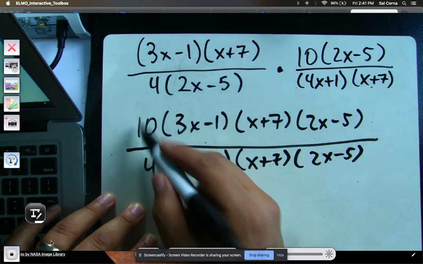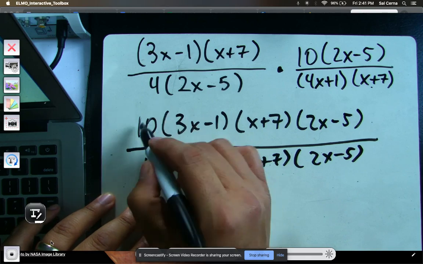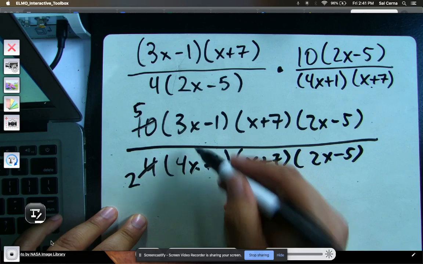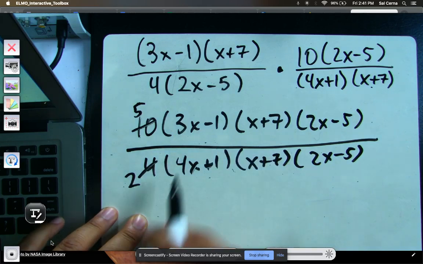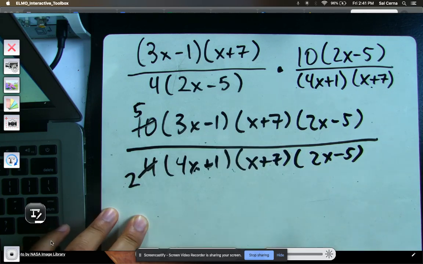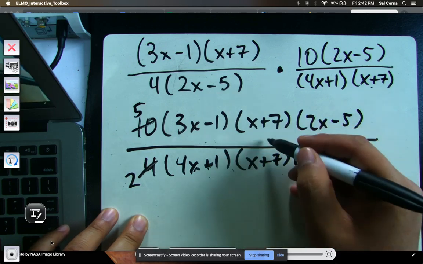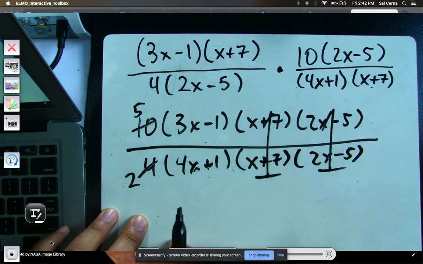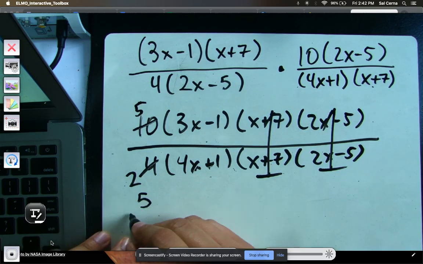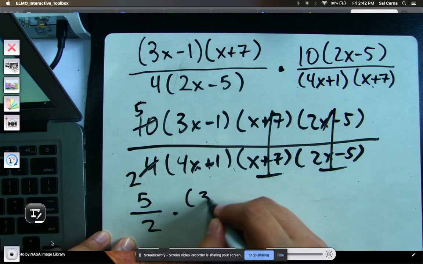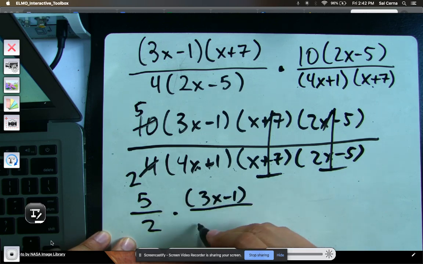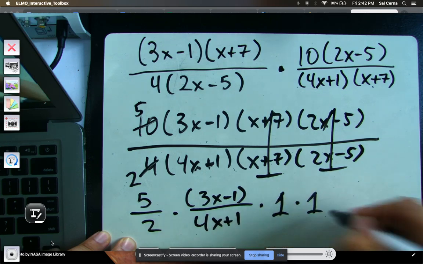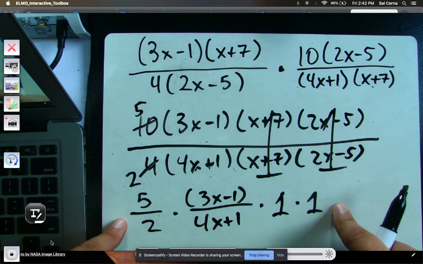So 10 divided by 4, that's divisible by 2. So this would be 5, and this would be 2. These two, not identical. I'm going to rewrite as they are, the quotient of 3x minus 1 and 4x plus 1. These two are identical, giant 1. These two, this pair, identical. It's another giant 1. So I'm left with 5 divided by 2 times 3x minus 1 divided by 4x plus 1. And I'm breaking it up so you can see the simplification piece that's left over.